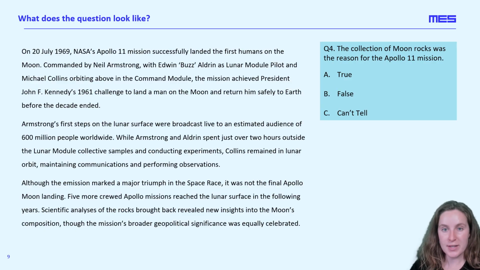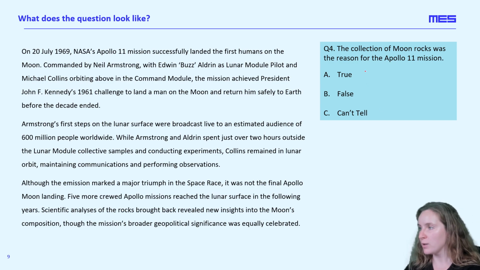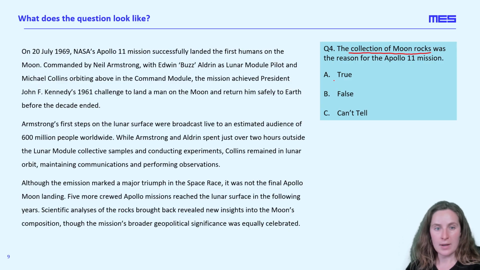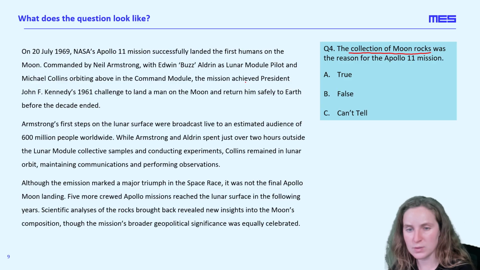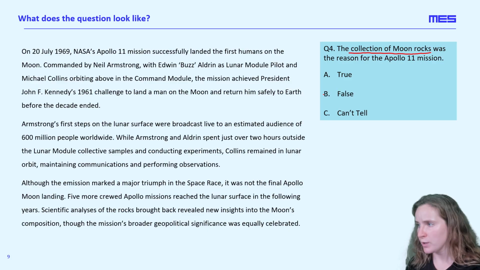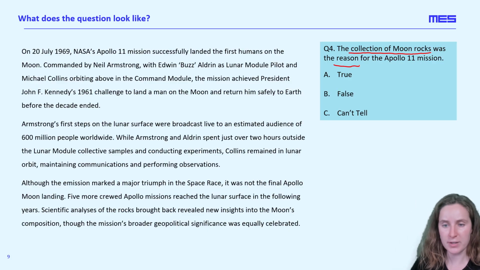And final question in this question set. The collection of moon rocks was the reason for the Apollo 11 mission. Collection of moon rocks. I've definitely seen the word collection. Let's keep an eye out for rocks as well to see how we can find about this information. Let's also decide to keep reason on board with us as one of the keywords we're skimming for, to ensure that we've covered this, because we don't know if these moon rocks were the mission or just something that happened.